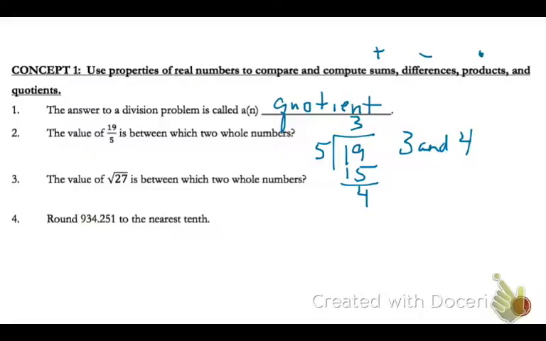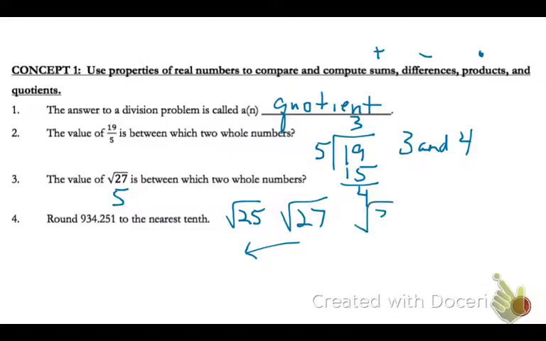Number 3 asks you to estimate the value of the square root of 27, between which two whole numbers. So let's look at numbers that are less than 27 that we know are perfect squares. So if I just work my way down, 26, 25, I know that the square root of 25, meaning a number multiplied by itself that gives me that number, is 5. So I'll just write this here. So that means the next whole number up from 5 is 6.